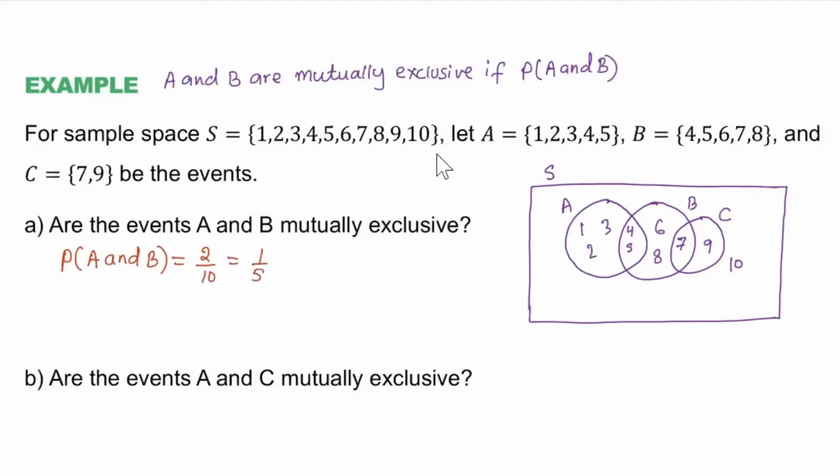So you can see that the probability of A and B is not equal to 0. A and B are mutually exclusive if probability of A and B is 0. But here it is not equal to 0. So are these mutually exclusive? No. They are not mutually exclusive.